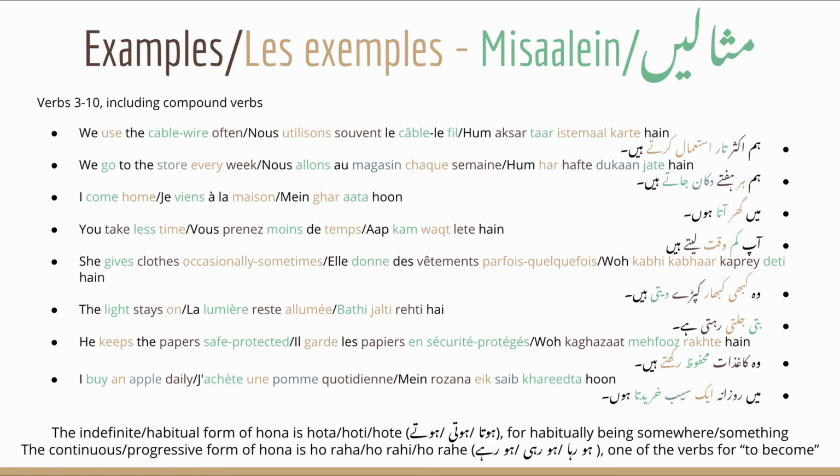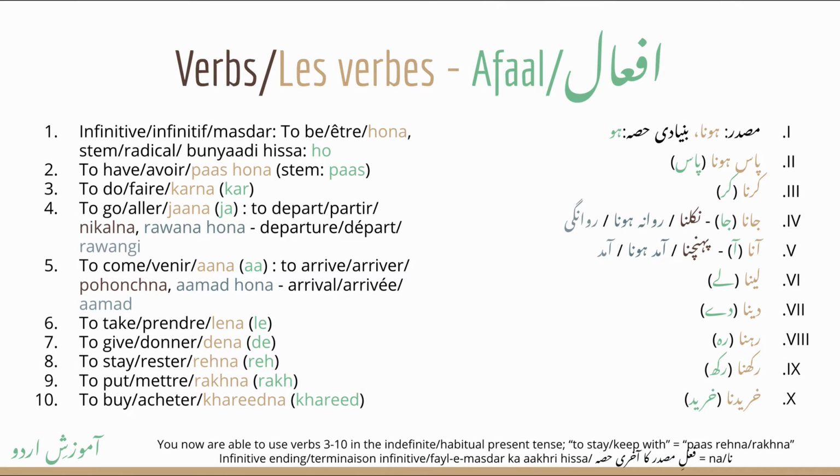The indefinite habitual form of hona is hota, hoti, or hote, for habitually being somewhere or something. The continuous progressive form of hona is ho raha, ho rahi, ho rahe, and is one of the verbs for to become. And here is a review of verbs 1 through 10.